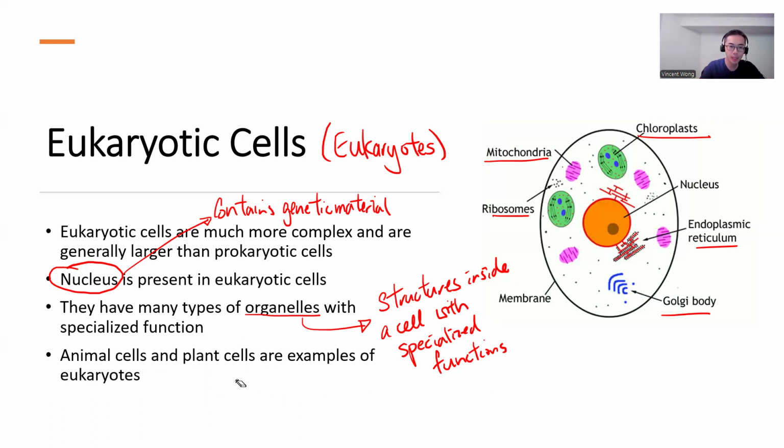Animal cells and plant cells are examples of eukaryotes. So all the cells in your body are eukaryotic cells. Now, earlier we talked about the amoeba and the paramecium. They are not animal cells or plant cells, but they are also eukaryotes. Also put down the amoeba and the paramecium.